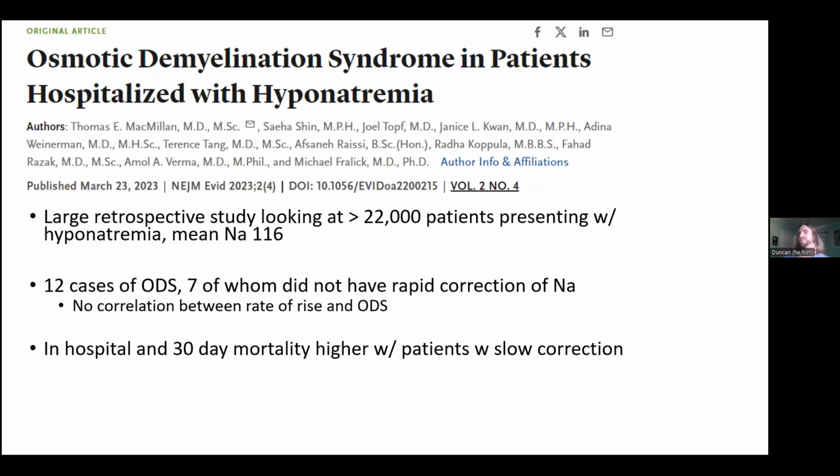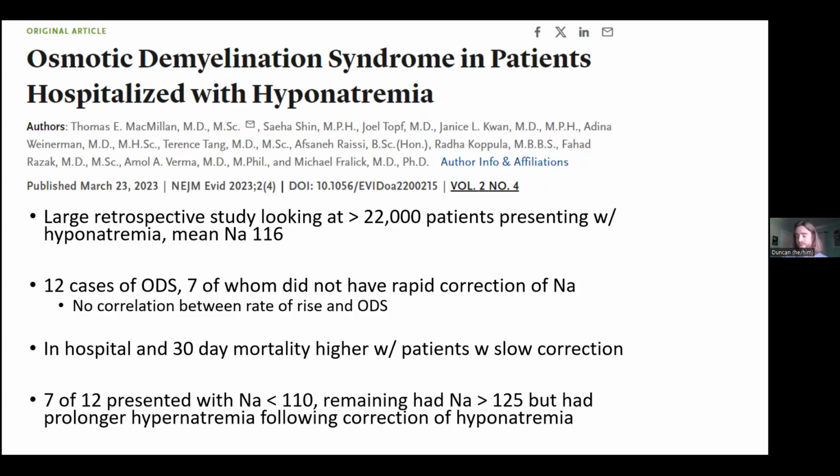But there's more and more evidence that maybe what we thought we knew about correction rates in sodium aren't as important as identifying important risk factors. So in this case, most of them had a sodium less than 110. So again, these are our highest risk patients. The remaining actually did have a sodium higher than 125 on presentation, but notably, all 5 of those patients had prolonged periods of hypernatremia after the correction of the hyponatremia. So that's just another thing I now start watching for, because again, we're talking about a shift from relatively hypotonic to hypertonic, and that's what causes ODS.